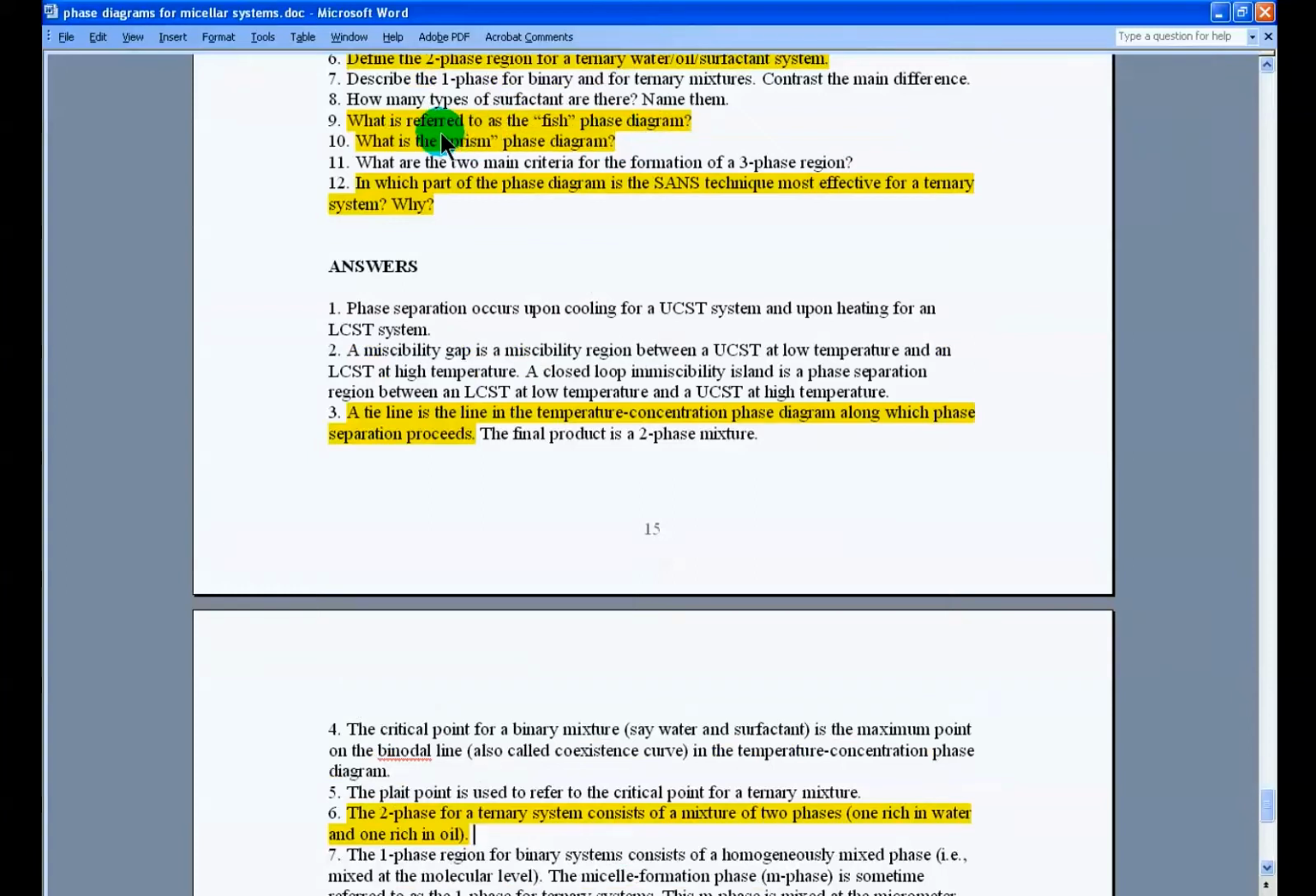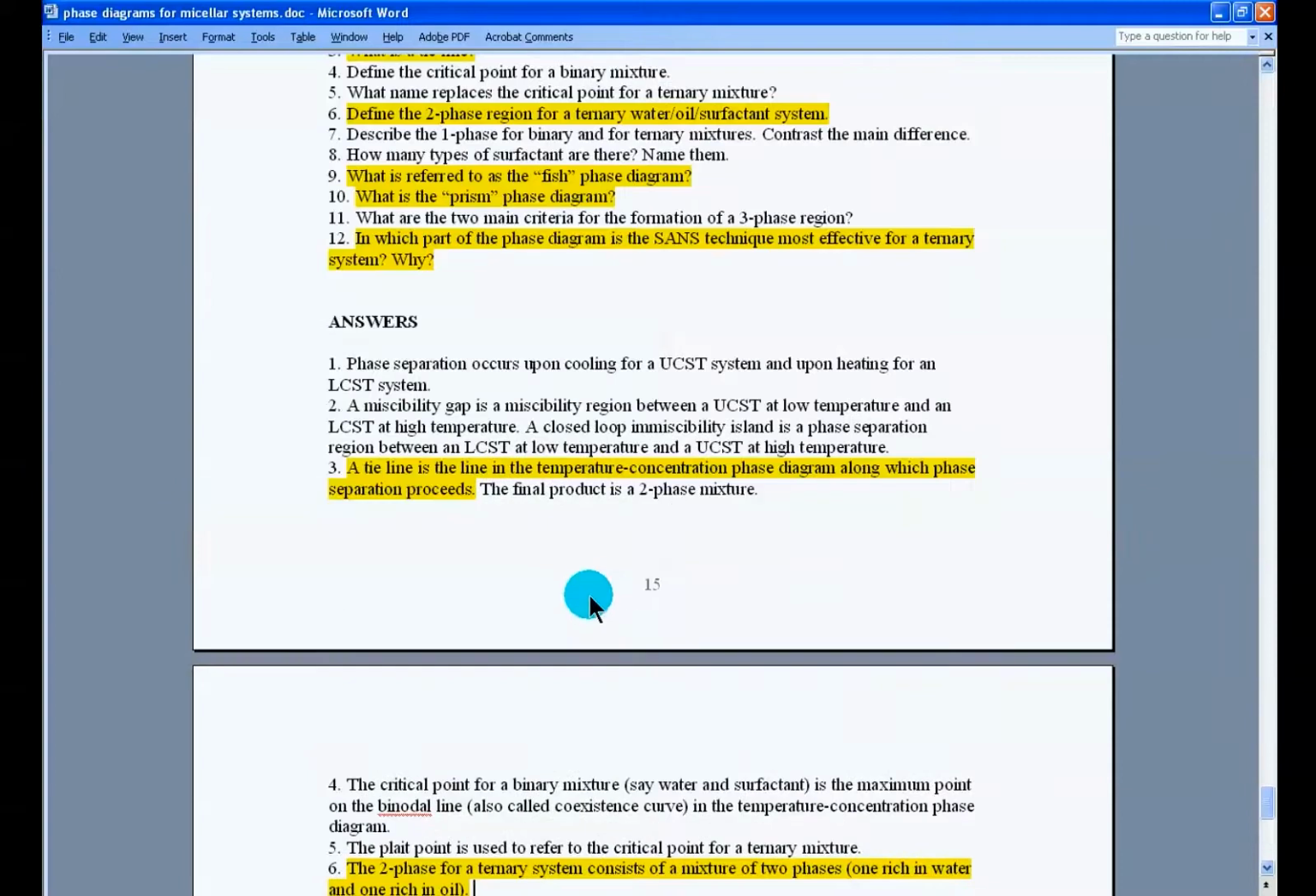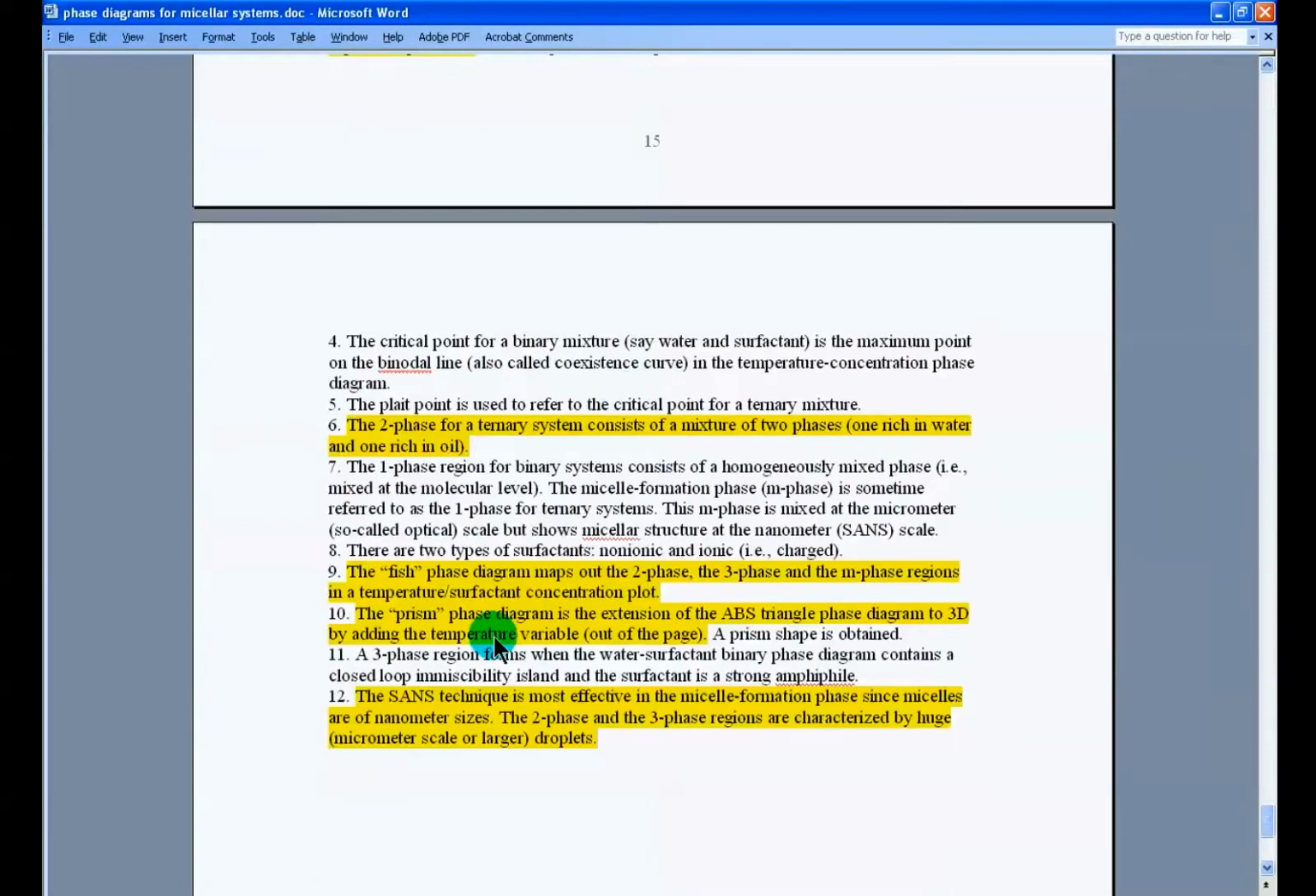Question 7. What is referred to as the fish phase diagram? Actually, this is question 9. The fish phase diagram maps out the two-phase, the three-phase, and the M-phase regions in the temperature surfactant concentration plot. Question 10. What is the prism phase diagram? We saw this. The prism phase diagram is the extension of the ABC triangle phase diagram to 3D by adding the temperature variable out of the page.